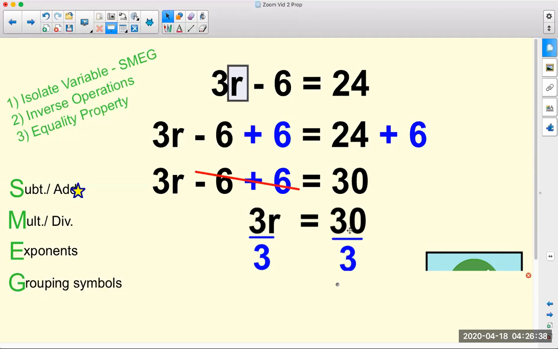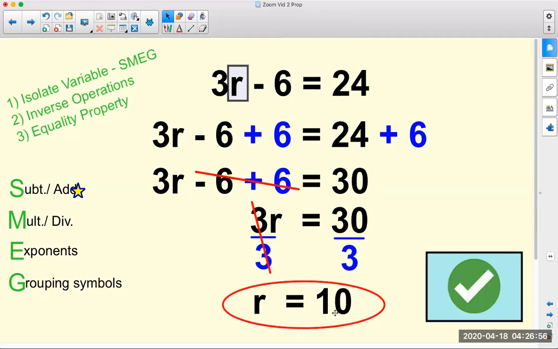So we'll simplify like this. So I divided away my inverses, and then that's going to give us an r on the left-hand side. And on the right-hand side, we're just going to divide 30 by 3. So we will get this, r equals 10. So we made it through step M. I'm going to check that off.